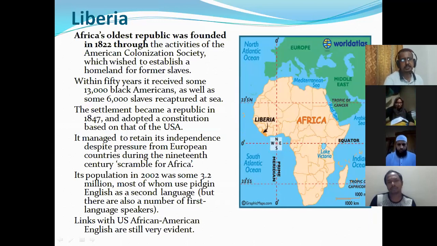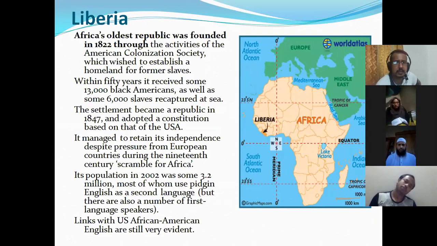That was also an American colony, Liberia, and within 50 years it received some 113,000 Black Americans as well as some 6,000 slaves recaptured at sea. So in Liberia, just like what we saw in Sierra Leone, various slaves were brought and kept here. The settlement became a republic in 1847 and adopted a constitution based on that of the USA.